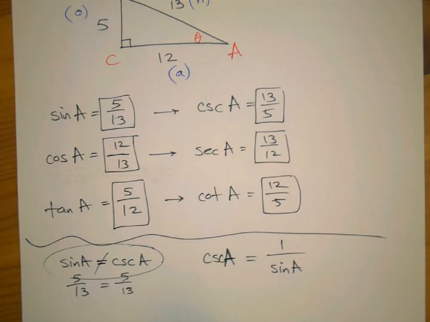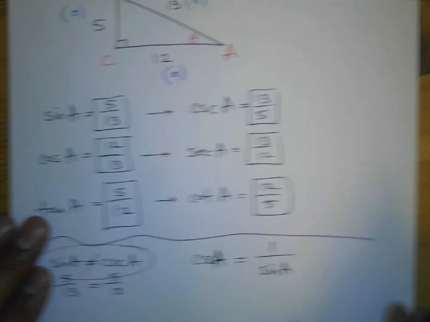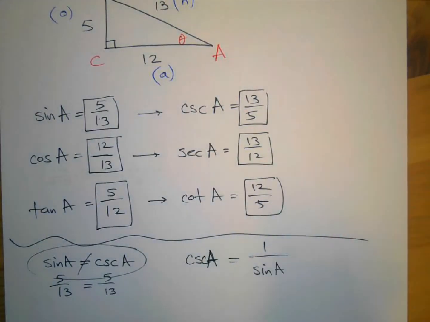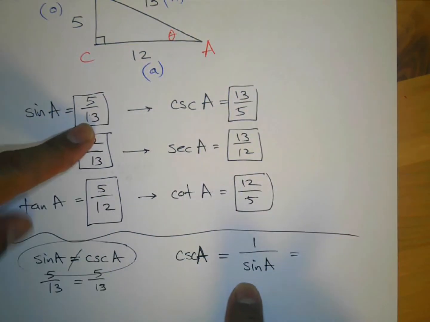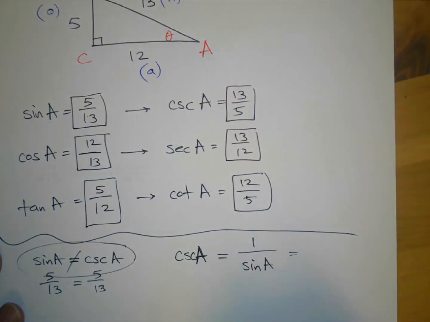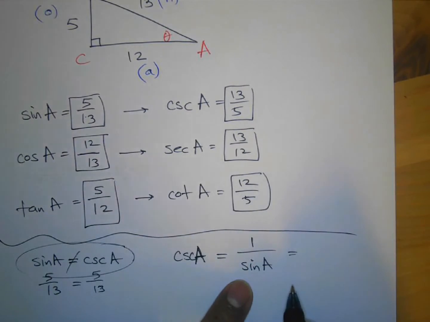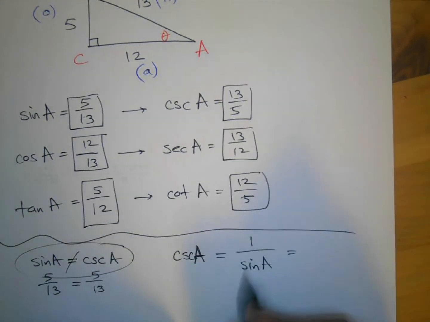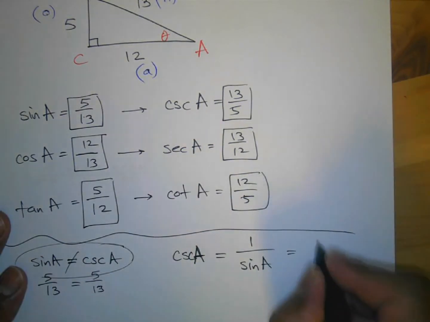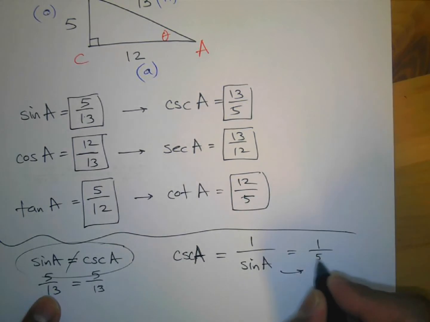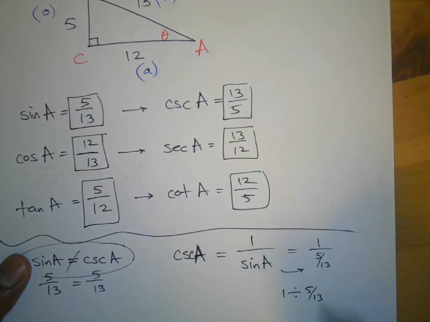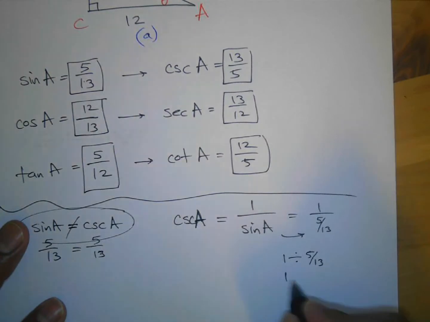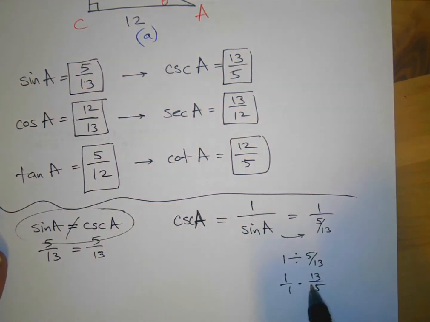1 over sine of A. Because remember from the first video, when I make it a fraction, whatever's in the bottom flips over. Sine of A is 5/13, and we know they're not equal to each other. But in mathematics, this is how you get a fraction to flip over: you put 1, and then the fraction in the bottom flips over. Sine of A is 5/13, so this is 1 divided by 5/13. That turns into 1/1 times 13/5. See, that's how we get it to flip over.